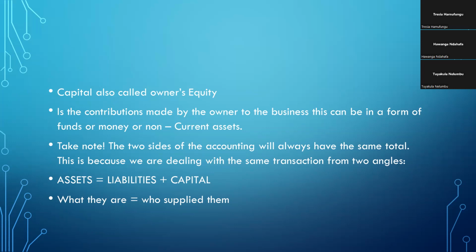To take note, the two sides of the accounting equation will always have the same total. This is because we are dealing with the same transaction from two angles, which is assets equal liabilities plus capital. In plain English, it is like what they are and who is equal to who supplied them.